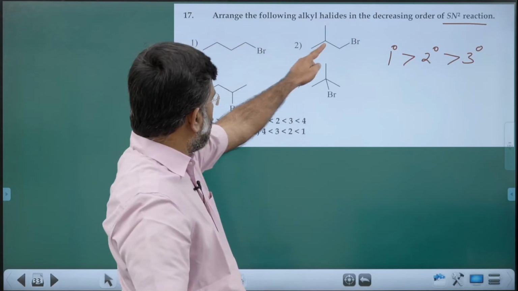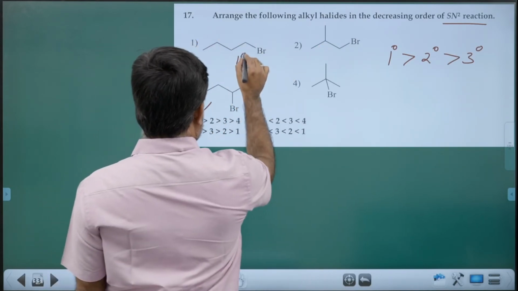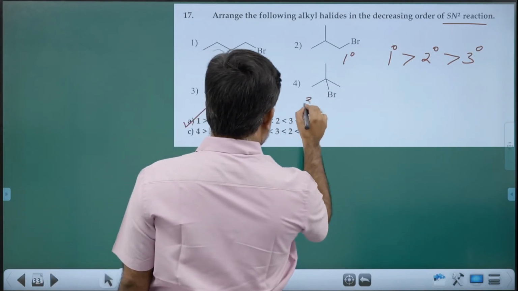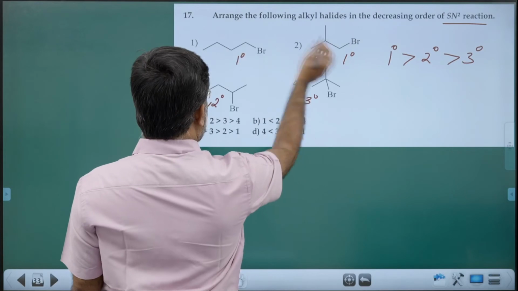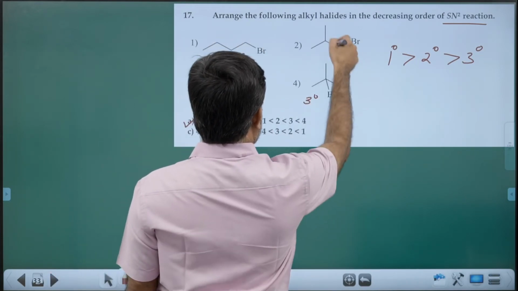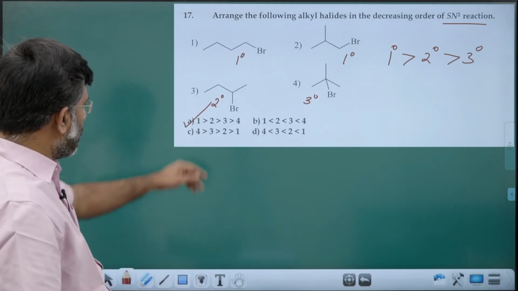1 and 2 are primary. This is secondary. This is tertiary. Out of the two primary, this is more reactive towards SN2 because the other is a hindered molecule. Okay? So the answer is 1, 2, 3, 4 again.